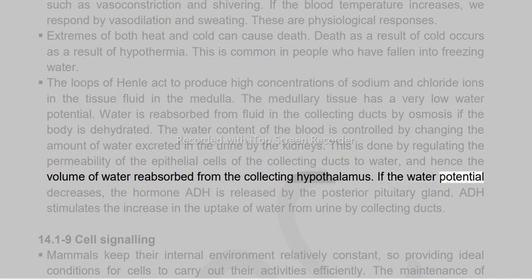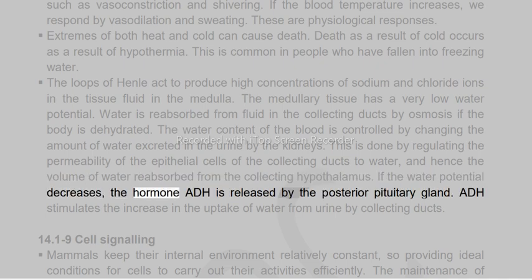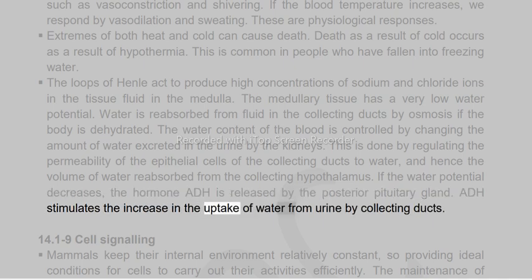If the water potential decreases, detected by the hypothalamus, the hormone ADH is released by the posterior pituitary gland. ADH stimulates the increase in the uptake of water from urine by collecting ducts.